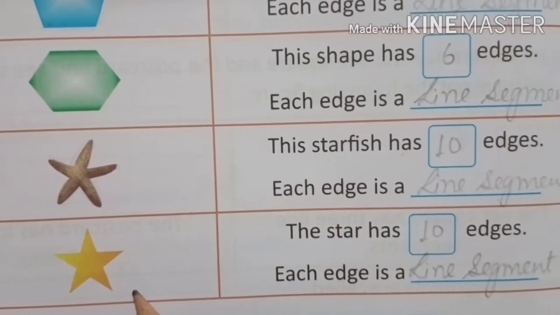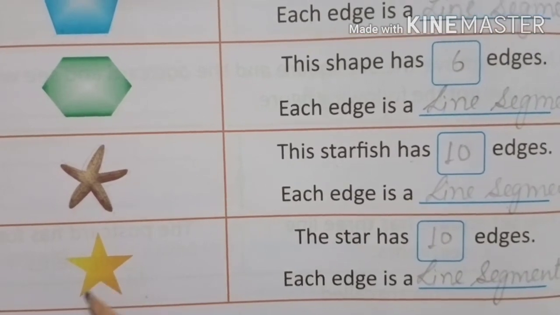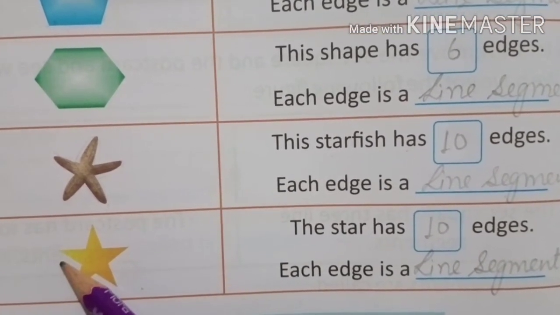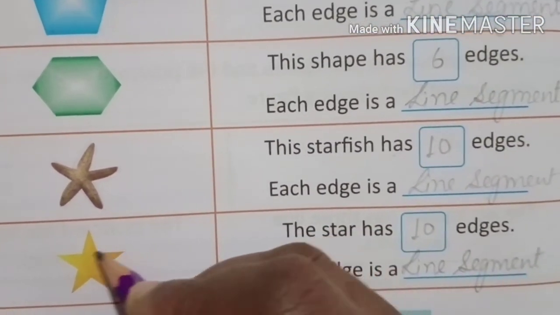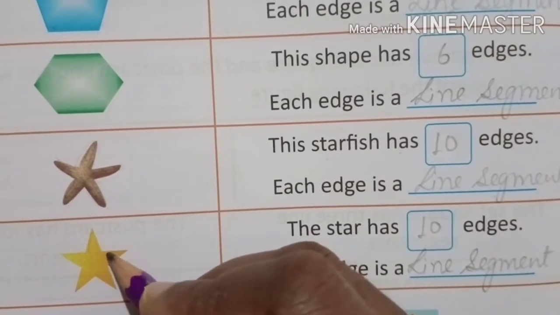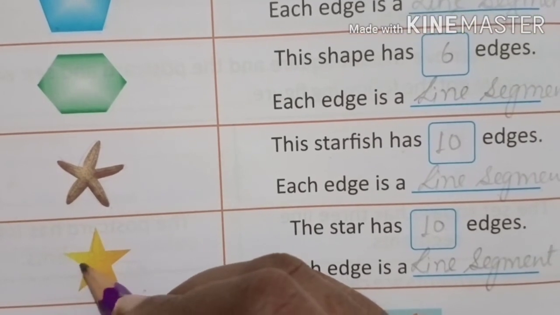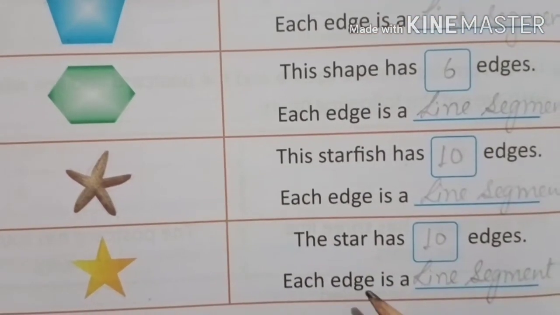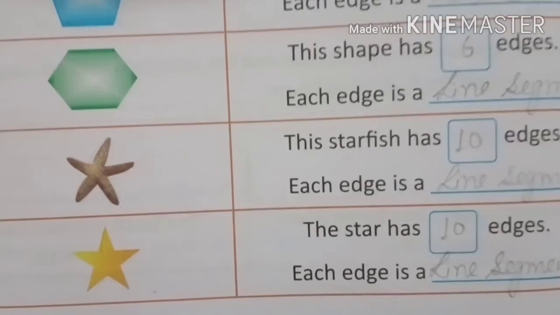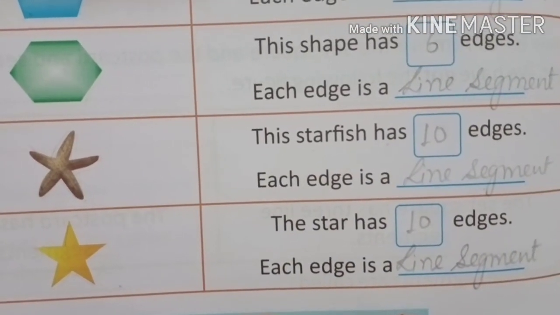Same, this is for your star also. 5 petals, so 10. Just check it. 1, 2, 3, 4, 5, 6, 7, 8, 9 and 10. Each edge is a line segment. Clear, children?